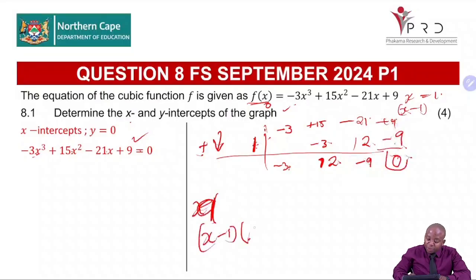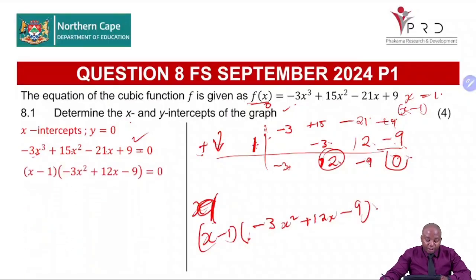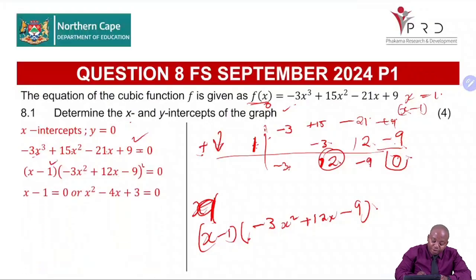In the second bracket, we take the coefficients: negative 3x squared plus 12x, and then this coefficient, minus 9. Right, let's proceed. When we have fully factorized that, we get x minus 1, which is our factor, times negative 3x squared plus 12x minus 9. Then we are going to factorize the bracket again. We're going to apply the zero factor law.